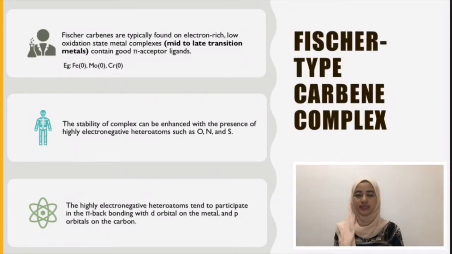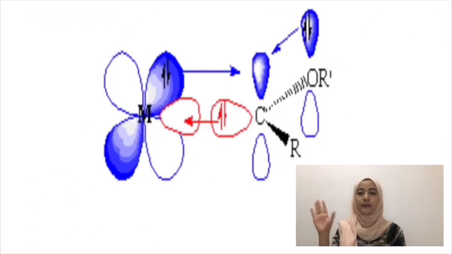So as you can see from the picture above here, there is a lone pair that is donated from the carbon to an empty d orbital on the metal. It has been highlighted with the red color, and then another lone pair is donated by pi back donation from the metal to a vacant pz orbital on carbon, with the blue highlighted color.